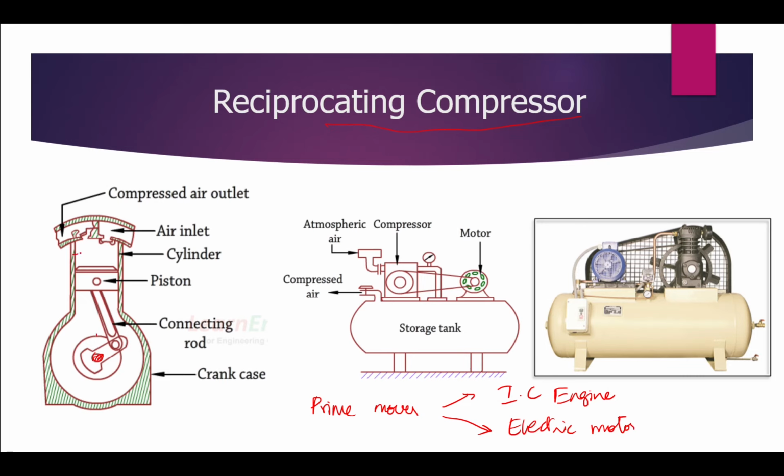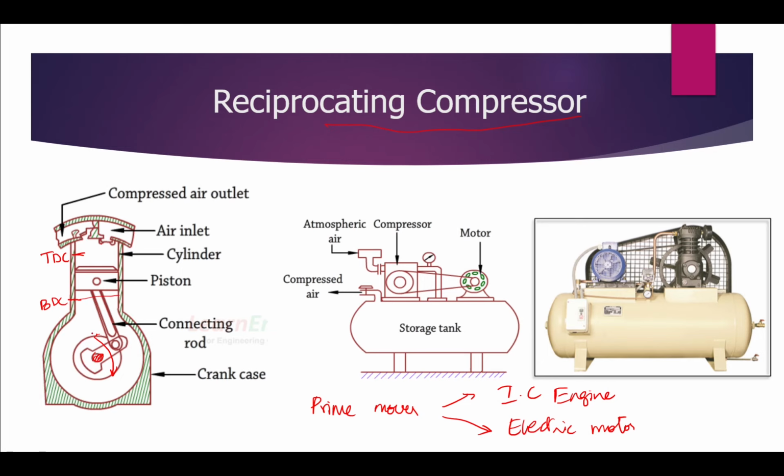Say initially it is at top dead center. So if it is rotated in this direction, this piston will come from top dead center to say bottom dead center. During this action, pressure reduces here. So pressure reduces means this valve will get opened like this. So this will be opened and air will be coming like this. Okay, after that this low pressure air will be filled inside the cylinder.